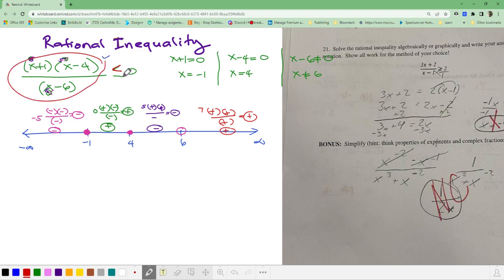be less than or equal to 0. So that means they have to be negative or equal to 0. So let's choose which ones are going to give you 0. So we have this and we have that. So those are the ranges that will be the answer to this problem.